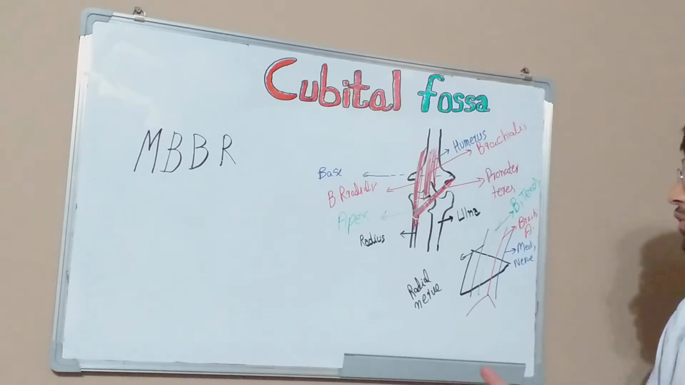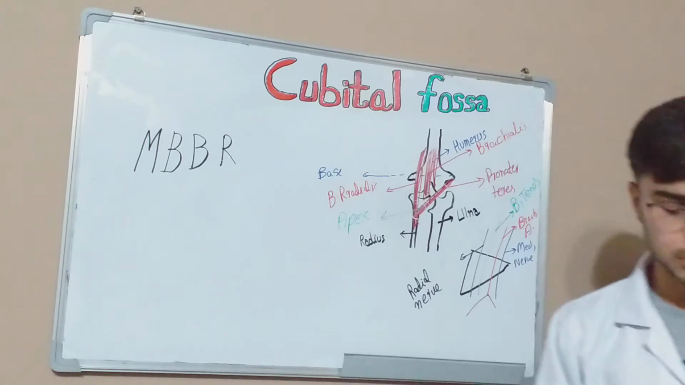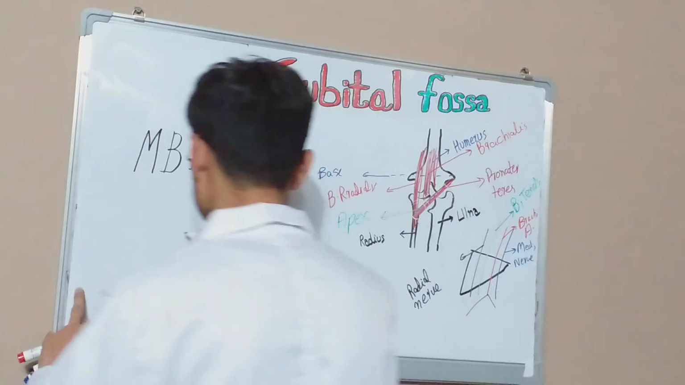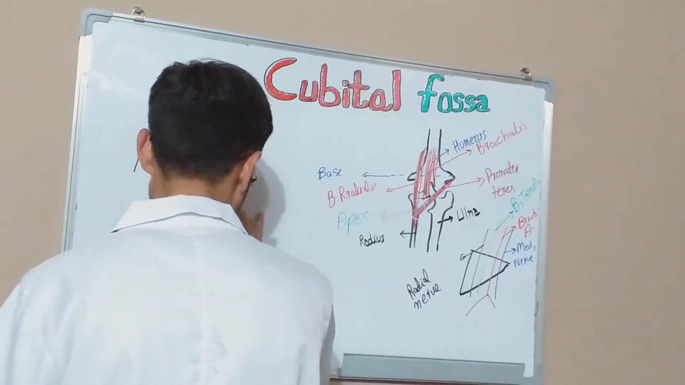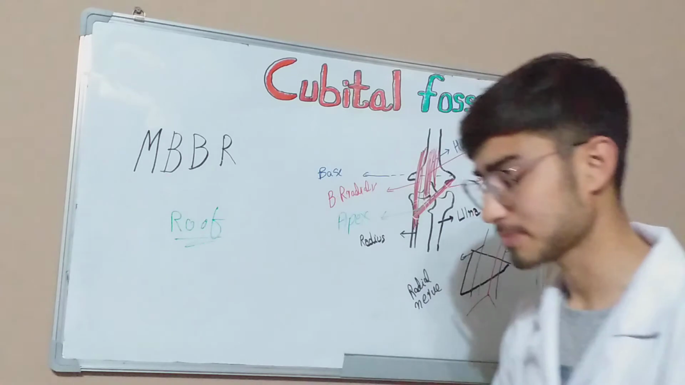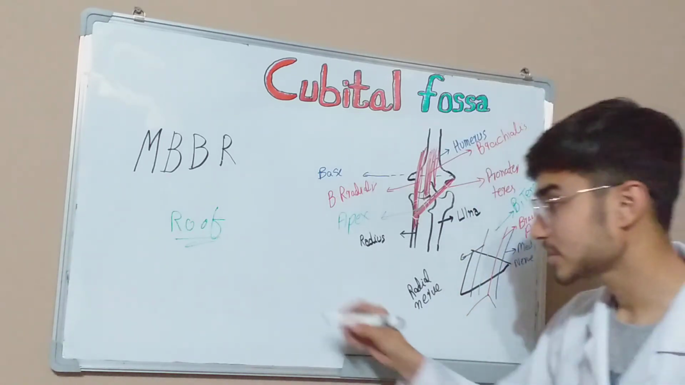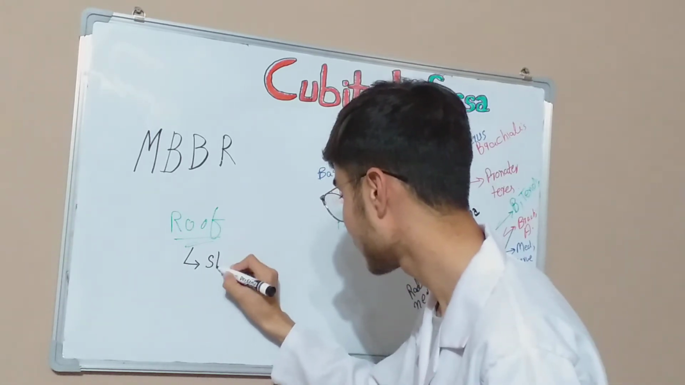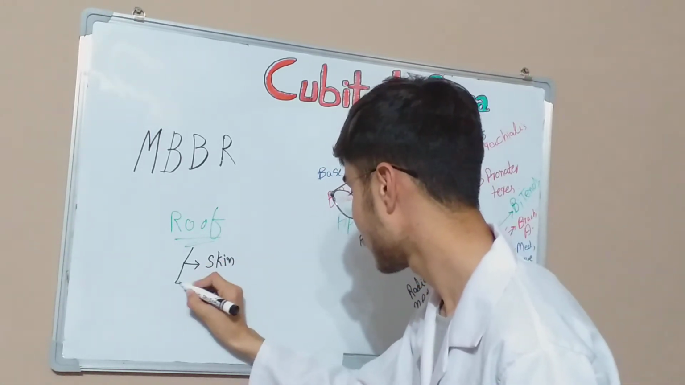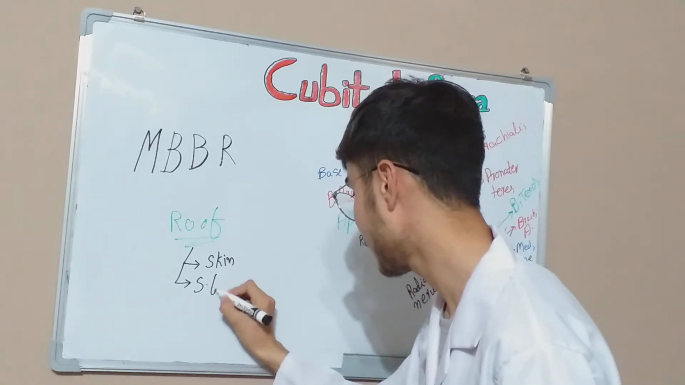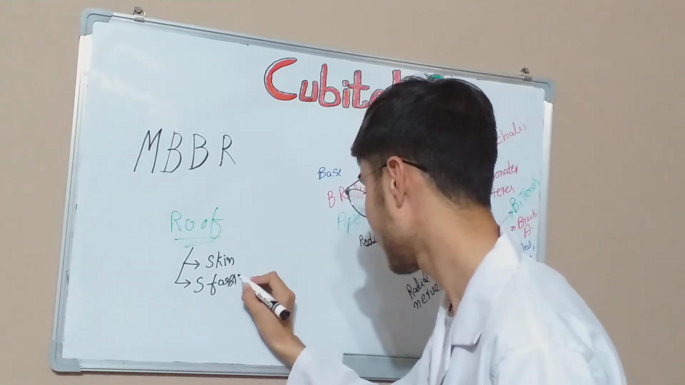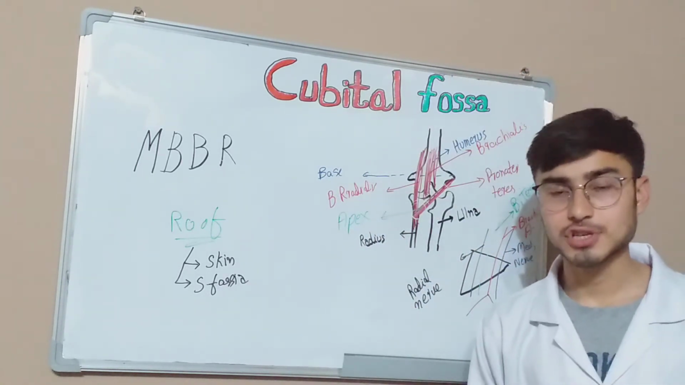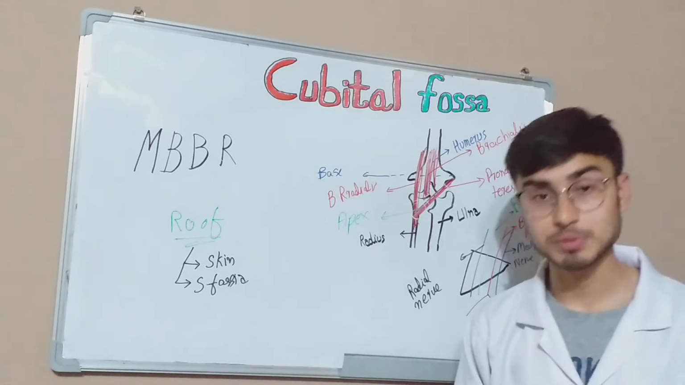Now, we have the roof of the cubital fossa as well. The roof of the cubital fossa is formed by 2 structures: the skin and the superficial fascia. First of all, we have the skin, and then we have the superficial fascia.